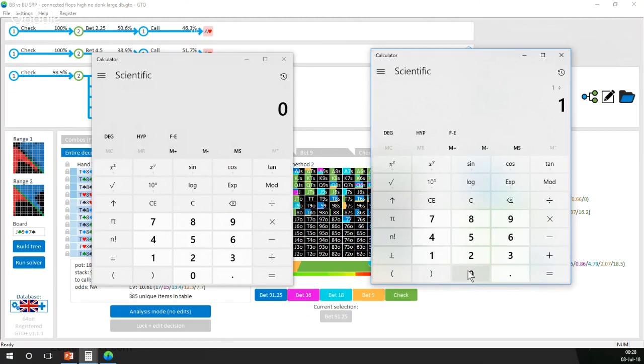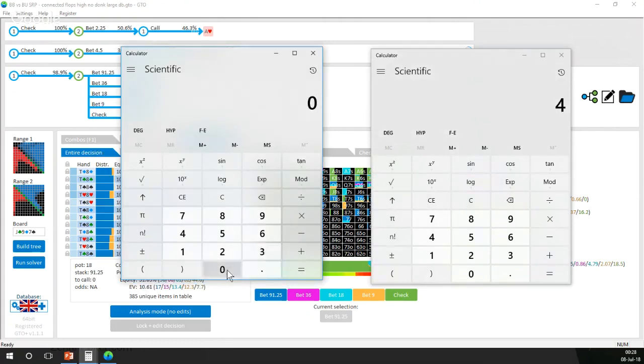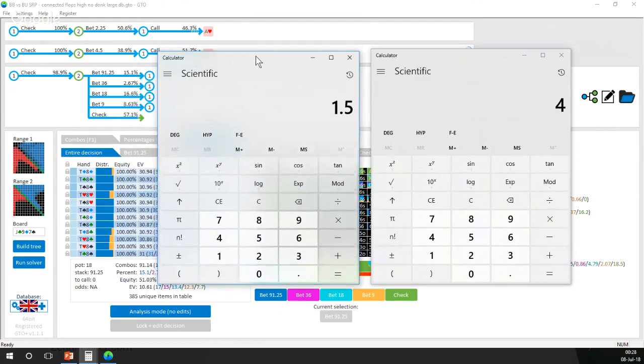So one divided by the square root of 0.04, which is 2 times 0.02, minus 1 gives 4. If we have 98% equity, we can bet 4 times the pot. And let's say 92% equity: then it's 1 divided by the square root of 0.16, minus 1. So 1.5 times the pot is a decent size. That's the difference between 98% equity and 92% equity. We're betting 4 times the pot with 98% equity against their bluff catching range, and 1.5 times the pot with only 92% equity.